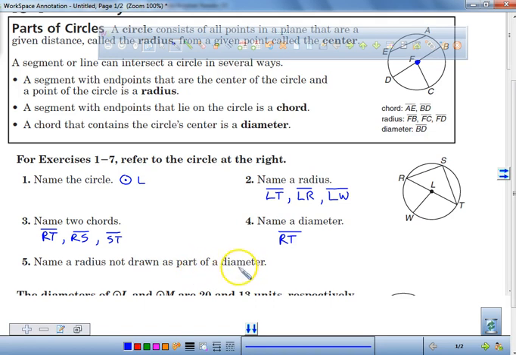Is there a radius that's not drawn as a part of the diameter? Go ahead. WL. Yeah, that's true, but I prefer LW. I prefer LW, from the center to the outside. But technically, you're right. WL, that distance is the radius. And that's it. Those are the first 5 problems, right?